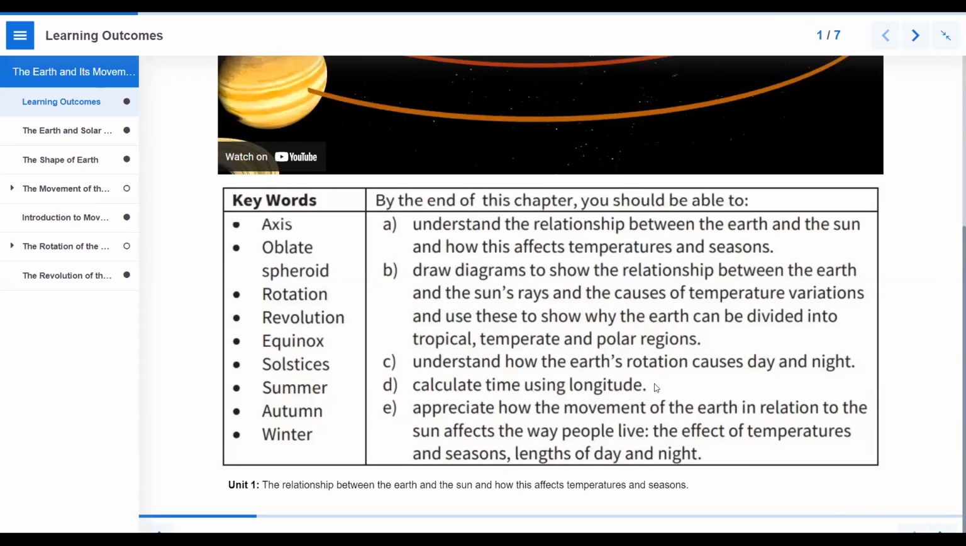Calculate time using longitude. Appreciate how the movement of the Earth in relation to the sun affects the way people live, the effect of temperatures, and lengths of day and night. Okay, length of day and night.